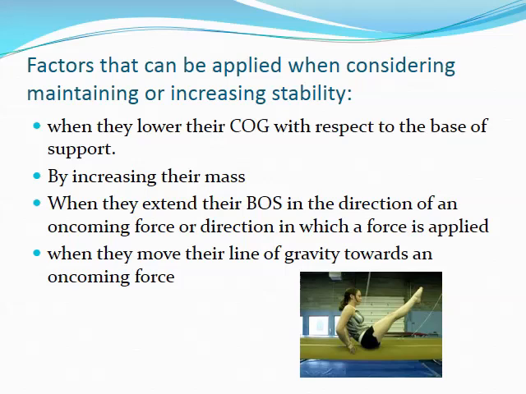Again, with the analogy of rugby, if you extend your base of support in the direction of an oncoming force, so a rugby player might actually lean in when they're getting tackled or when they're tackling, and what you'll find there is that they become more stable, less likely to be tipped off balance. And finally, when you move your line of gravity towards the oncoming force, the rugby player will anticipate that there's someone coming in to tackle them, and they will actually lean forward, often moving their line of gravity outside the base of support in order to anticipate that oncoming collision. So these are just some different ways that we can do it.